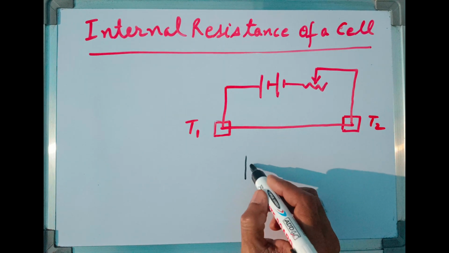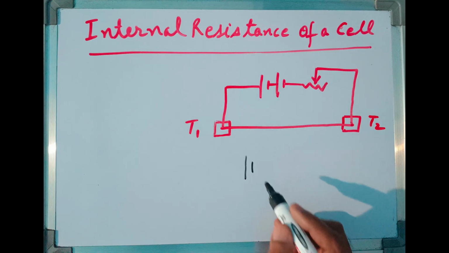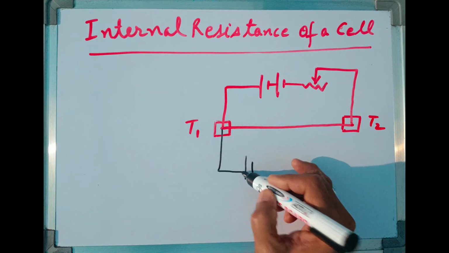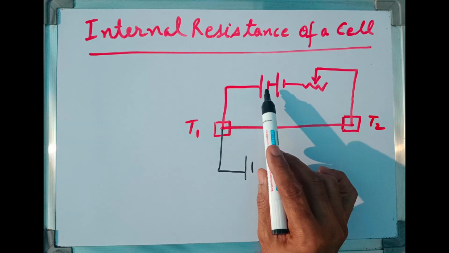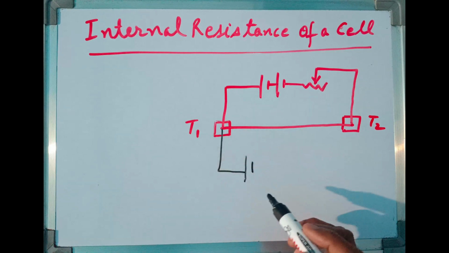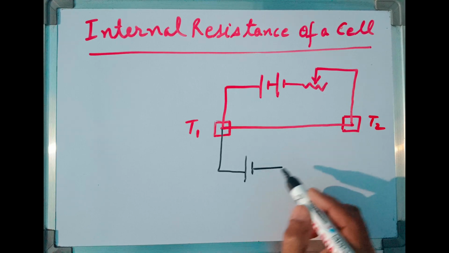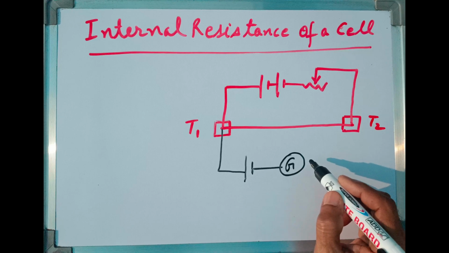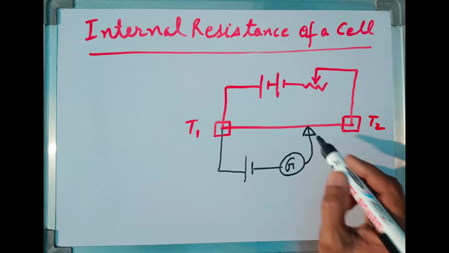Suppose this is a cell whose internal resistance is to be found. What we do, we connect this cell to the terminal T1 to which positive of the battery is connected. The positive of cell is also connected to the same terminal. Then this negative terminal of the cell is connected to a sensitive galvanometer. The other end of galvanometer is connected to jockey.